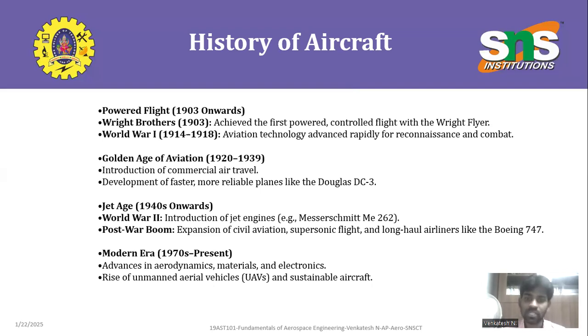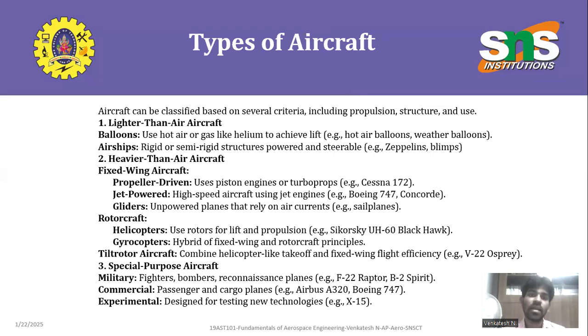So this is the history of aircraft, now the types of aircraft. They can be classified based on several criteria, including propulsion, structure, and use. First is lighter-than-air aircraft, which includes balloons and airships. Balloons use hot air or gas like helium to achieve lift, like hot air balloons and weather balloons. Airships are rigid or semi-rigid structures, powered and steerable, like zeppelins and blimps.